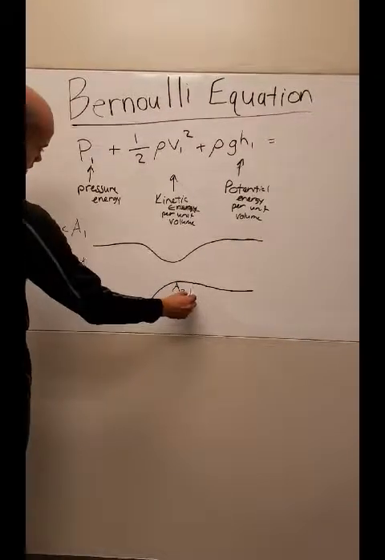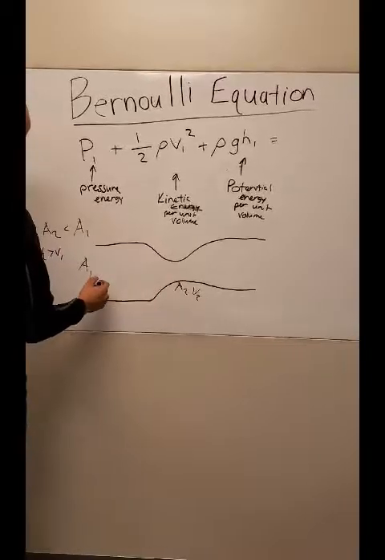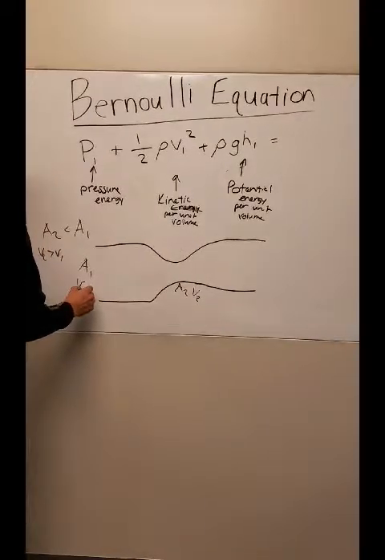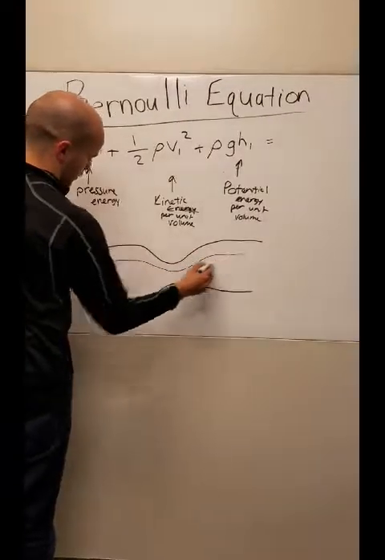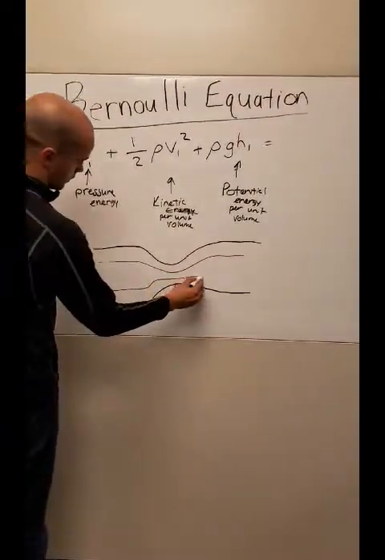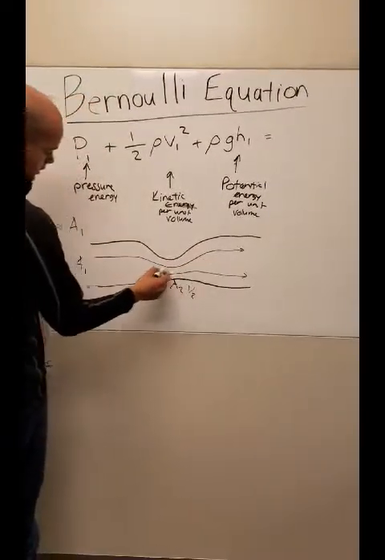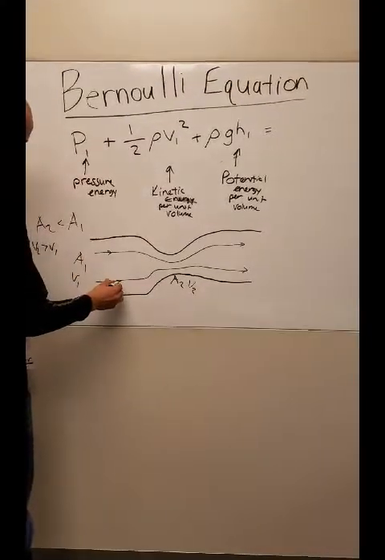V2 is going to be in the constricted area here next to A2. V1 is going to be out here. And the representation of the fluid going through would be like so. So as you can see, it gets constricted in that area, so the velocity is going to increase.